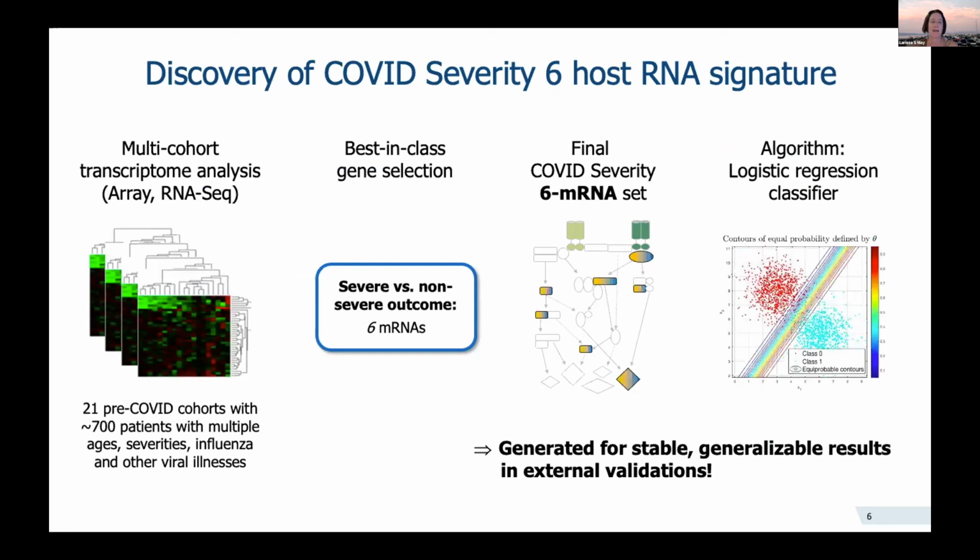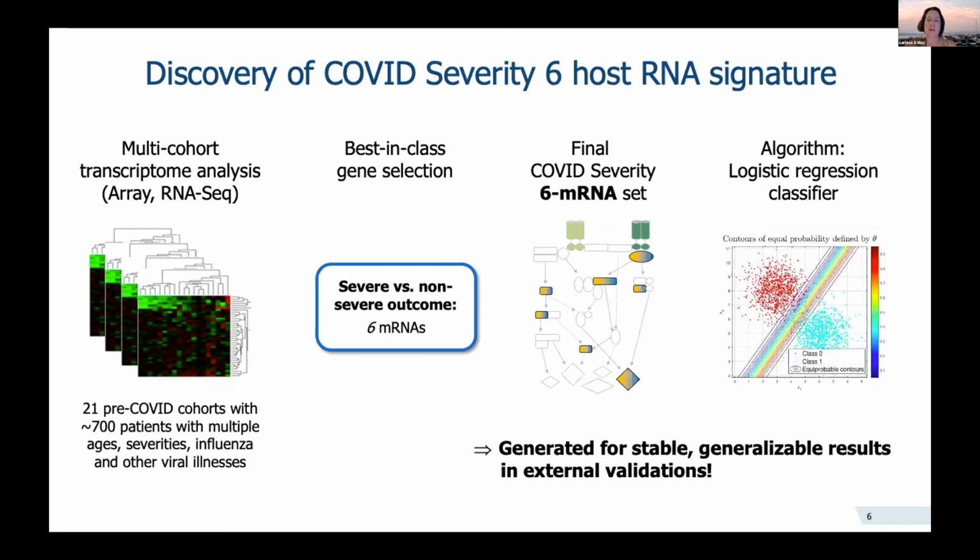You can see that Inflammatix developed this test using a multi-cohort transcriptome analysis using array and RNA-seq. Essentially there were 21 studies of pre-COVID cohorts of approximately 700 patients in total of varying ages and severities, who had viral illnesses other than COVID. Then they used a best-in-class gene selection to look at severe versus non-severe outcomes. That included 6 mRNA gene signatures that were ultimately thought to be the most predictive. I should mention that these studies also included patients that were critically ill, mechanically ventilated, or experienced mortality.